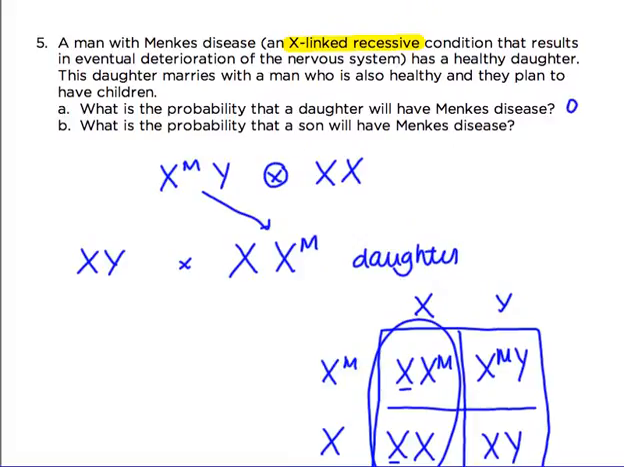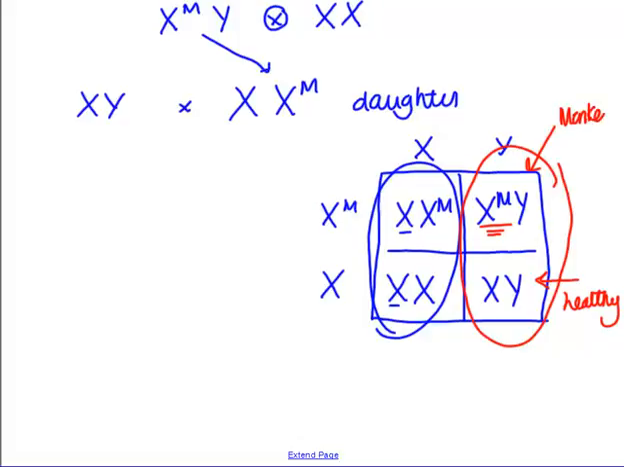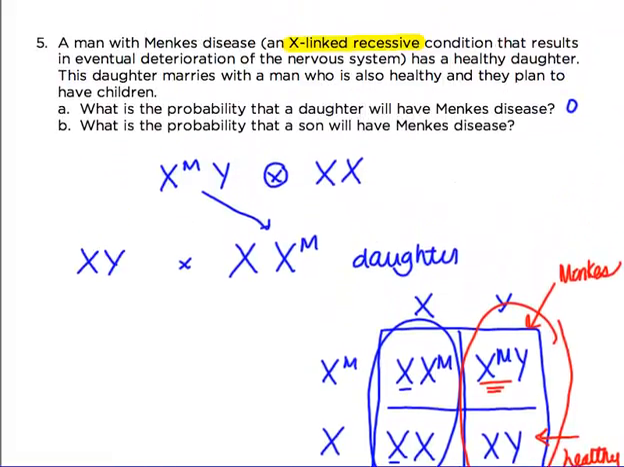Now for B, it says what is the probability that a son will have Menkes disease? So if you want to look here, these are the male offspring. This one has a normal X allele, so it is healthy. But this one has the affected X allele, and because males are hemizygous, there's no such thing as a carrier male. And if you have this one affected allele, then you definitely have Menkes disease. So out of the 2 boys, 1/2 has Menkes disease. So that is the probability of a son having Menkes disease.